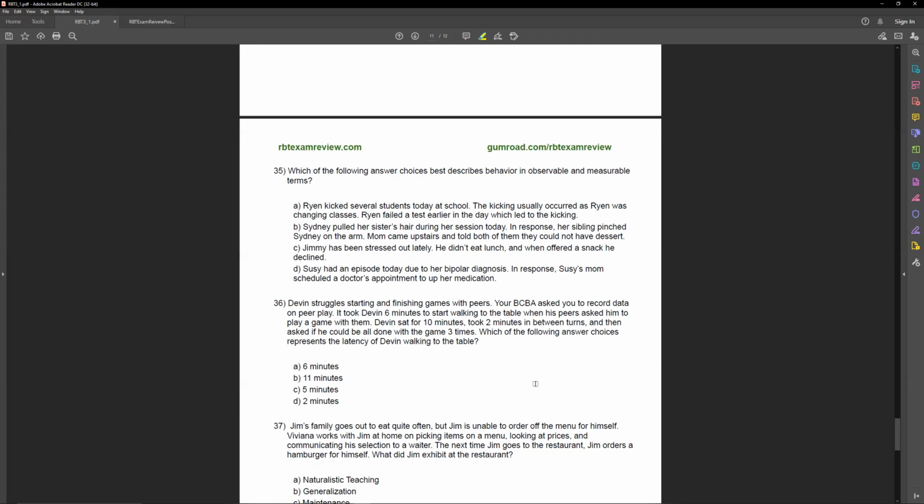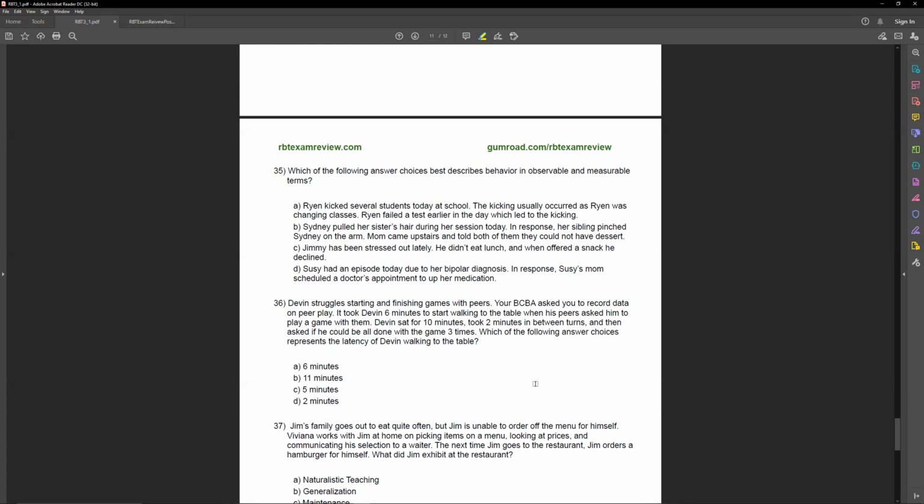So let's continue reading. B, Sydney pulled her sister's hair during her session today. In response, her sibling pinched Sydney on the arm. Mom came upstairs and told both of them they could not have dessert. This is really good, right? You're telling me exactly what happened. So if I'm not at session, I can picture this. Sydney pulled hair. Her sibling pinched her on the arm. Mom came upstairs, told them they could not have dessert.